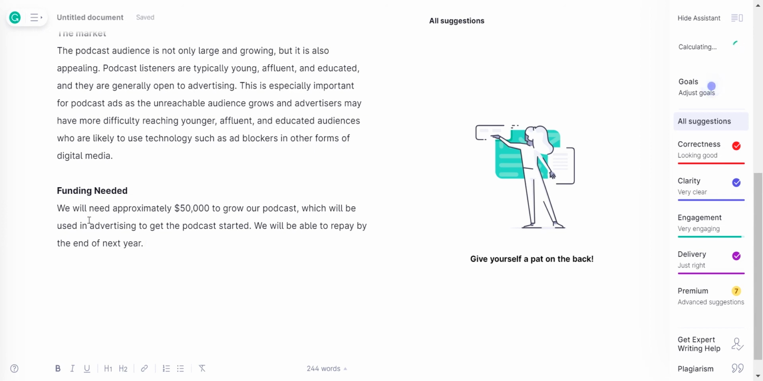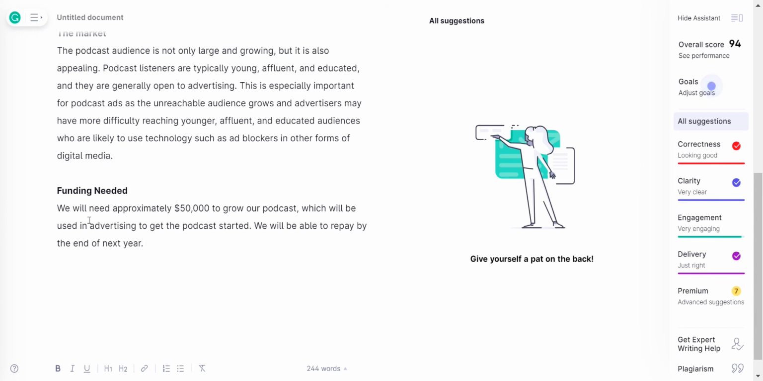All right. So why do we need this money, right? Well, here's the reason why. We need approximately $50,000 to grow our podcast, which will be used in advertising to get the podcast starting. So this is usually where most of the time you're going to need the funding, to get the ball rolling, right? So maybe with that $50,000, you could invest that in YouTube ads.